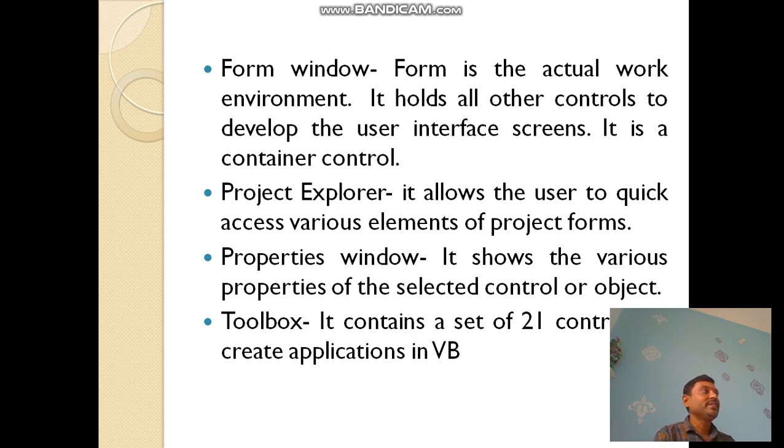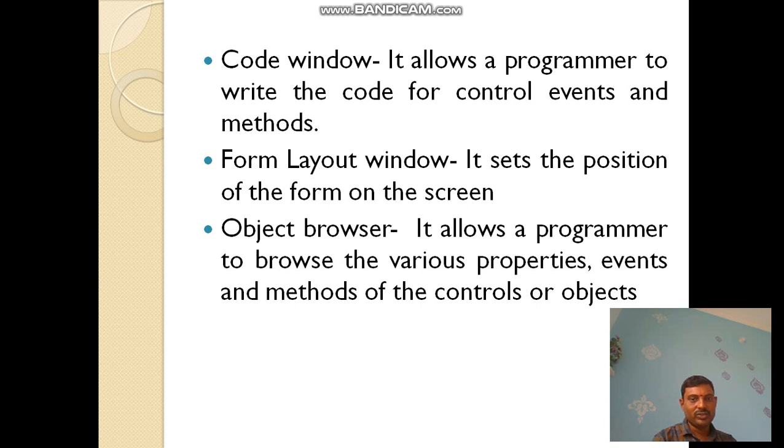So we place the controls. By using the controls only, we develop applications in Visual Basic. When we select a control, its properties are available in the properties window. The next one is the toolbox. By default, the toolbox contains a set of 21 controls to develop the application.